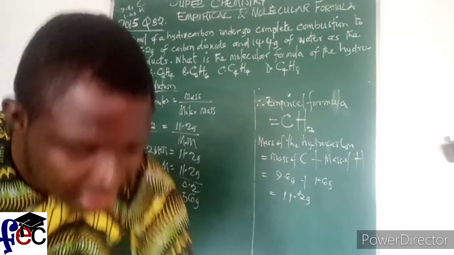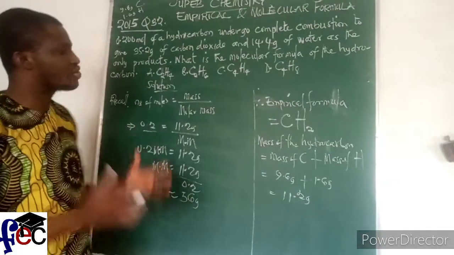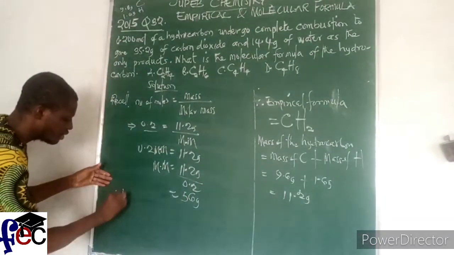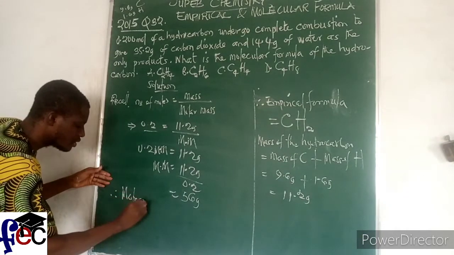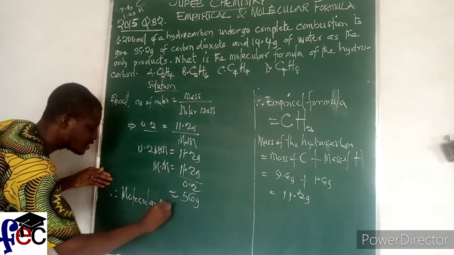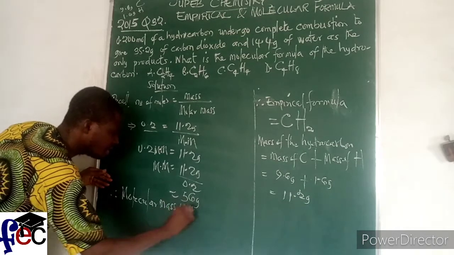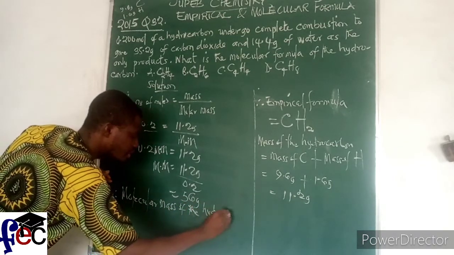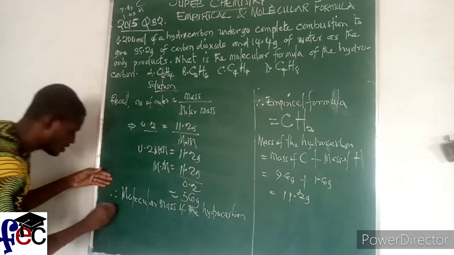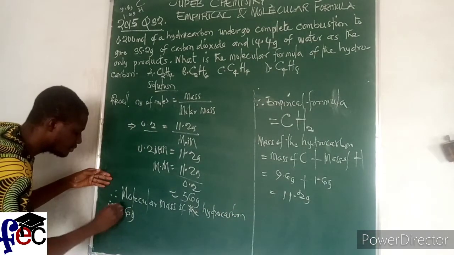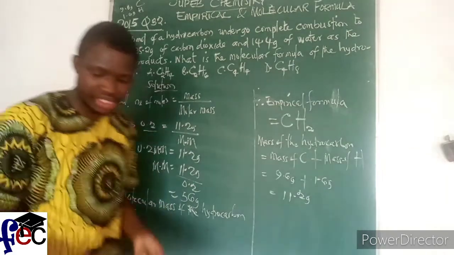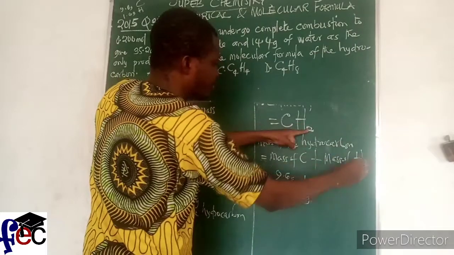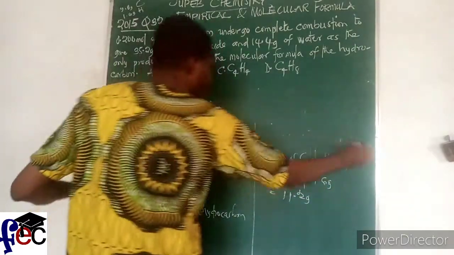Do you know what that means? It means that the molecular mass of the hydrocarbon is 56 gram. Therefore, the molecular mass of the hydrocarbon is 56 gram. So that settles it. I can now come here, permit me to rub this out. Don't forget the empirical formula is CH2.